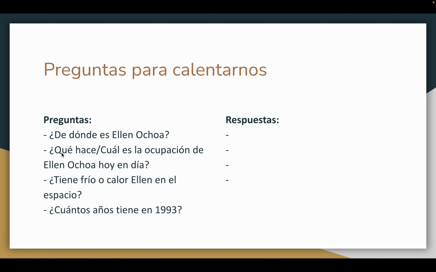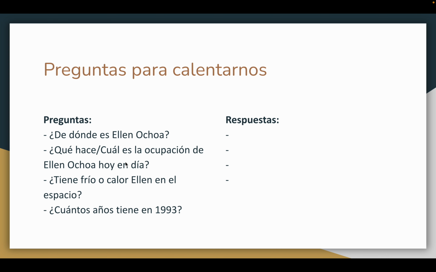But the phrase is ¿qué hace? That's one that we might be more familiar with. But I also included ¿cuál es la ocupación de? These two things mean basically the same thing. So ¿qué hace Ellen Ochoa hoy en día? Or ¿cuál es la ocupación de Ellen Ochoa hoy en día?